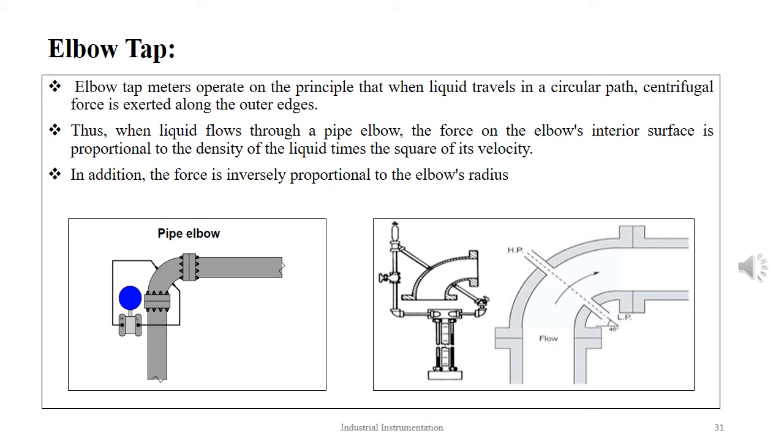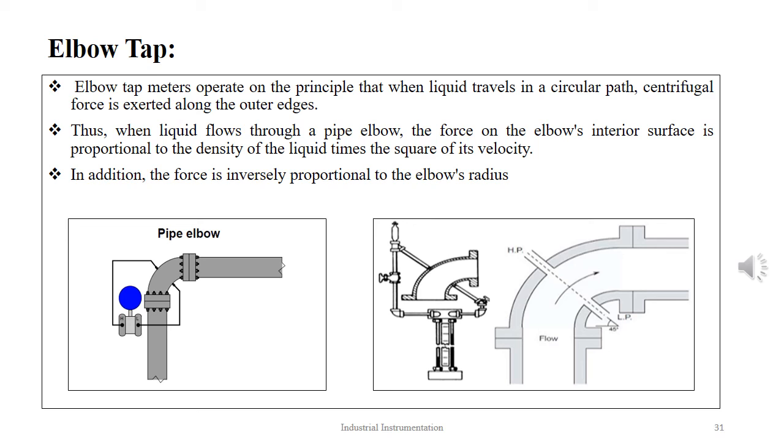Elbow tap flowmeter operates on the principle that when a fluid moves around a curved path, the acceleration of the fluid creates centrifugal force. In operation, the centrifugal force results in a higher pressure on the outside of the elbow than on the inside. Thus, a differential pressure is produced which is proportional to the square of the flow through the elbow. A pipe elbow can be used as a primary device. Elbow taps have an advantage, that is, most piping systems have elbows that can be used.